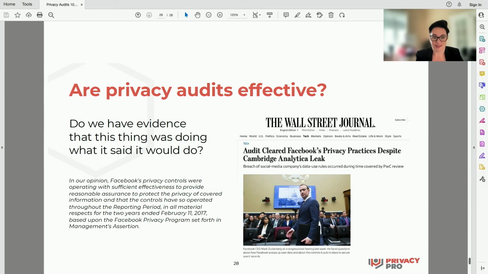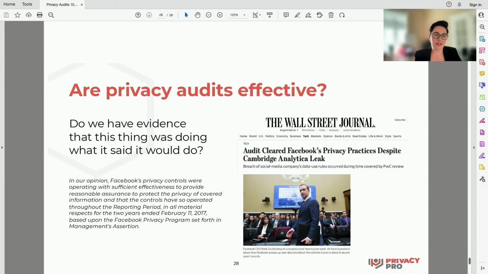Audits have a purpose, and they also have limitations, and that's clear based on the outcome, which was that this audit cleared the privacy practices despite the Cambridge Analytica leak. If you look at the follow-up audit, which was done by a different firm called Protiviti, you see it being a lot more critical, and you see more robustness in the management's assertion.